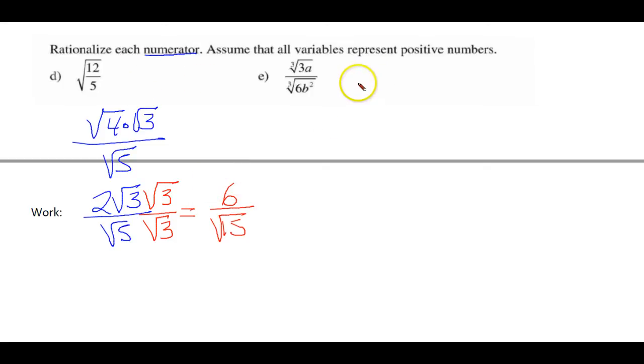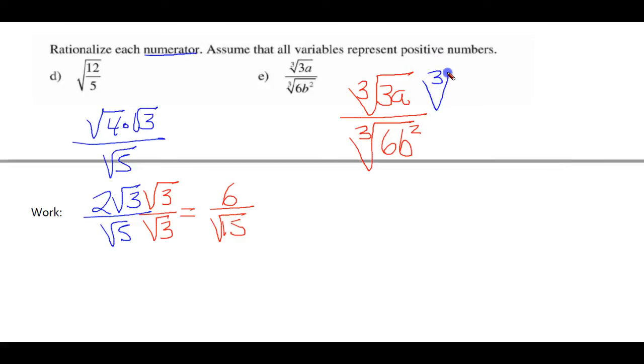And then for this one, we have the third root of 3a over the third root of 6b squared. Now we're going to multiply our numerator here by 2 more 3s, which is a 9. So I'm going to show that. Going to have to multiply that by a 9, so we get 27, which will be a perfect cube, and then this is going to be a to the second.